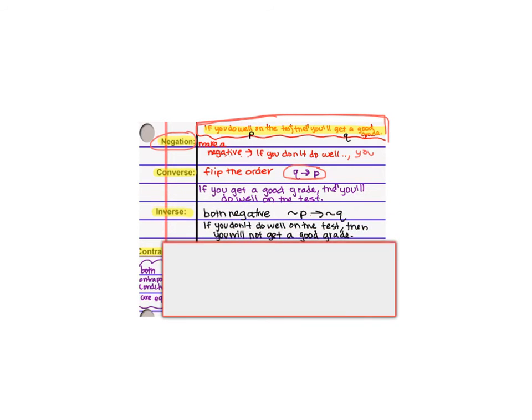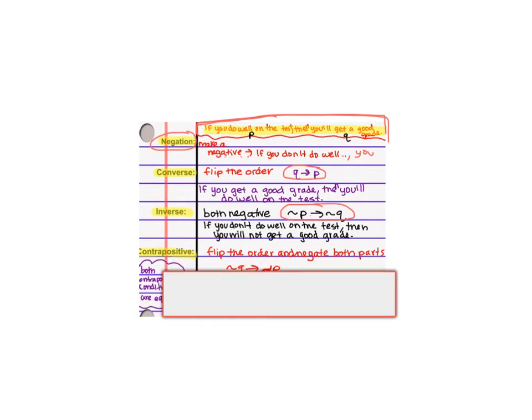The inverse, you're making both negative. So you're not changing the order. This little sideways S means not. So if not P, then not Q. That would be, if you do not do well on the test, then you will not get a good grade. That's called the inverse. The inverse, you're making them both negative. The negation up here, it's just making part of it negative. And it's not necessarily true for a conditional.